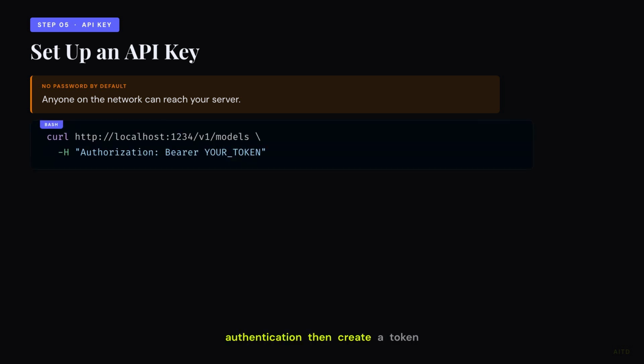By default, that server has no password. Fine on your own laptop, risky the moment you're on a shared network. In server settings, turn on Require Authentication, then create a token. From then on, every request needs that token or it gets rejected.